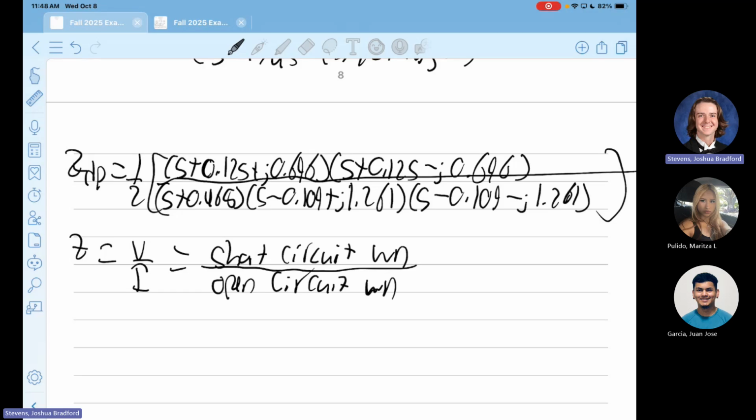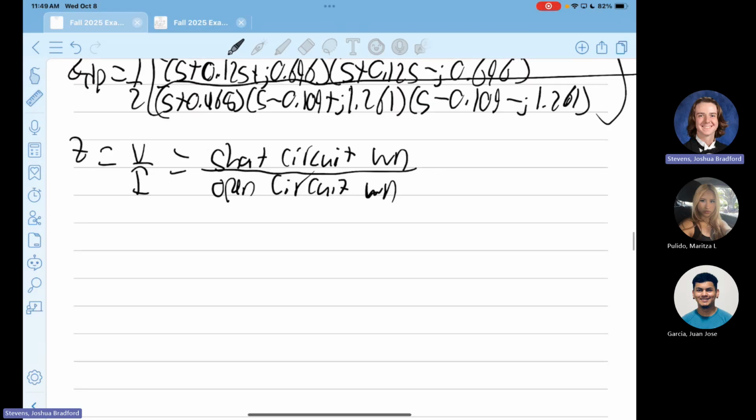So, for impedance, it's voltage over current. If we have 0 voltage, we have a short circuit. If we have 0 current, we have an open circuit. Therefore, the zeros in the numerator are your short circuit natural frequencies. The zeros in the denominator are your open circuit natural frequencies. Now, that is for impedance. What would it be if it's admittance? Opposite. Does that make sense? Cool. So that means our numerator has our short circuit natural frequencies, and our denominator has our open circuit natural frequencies.